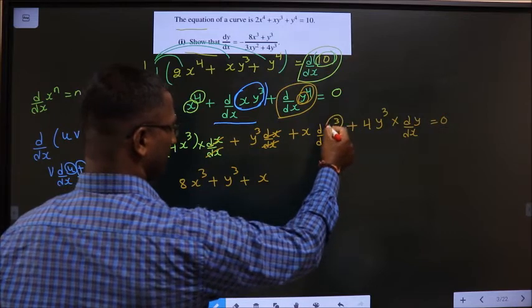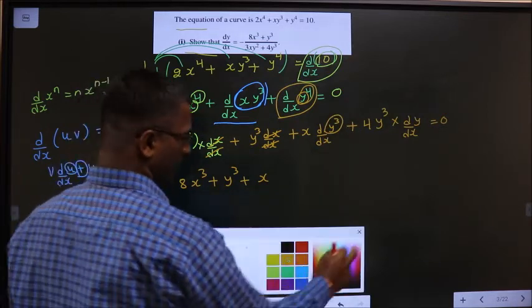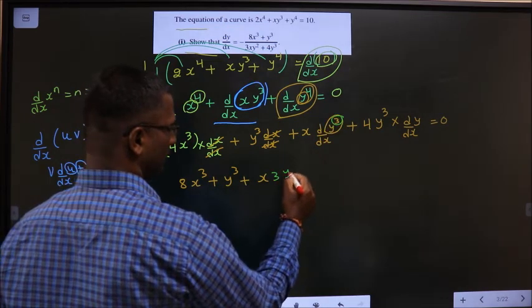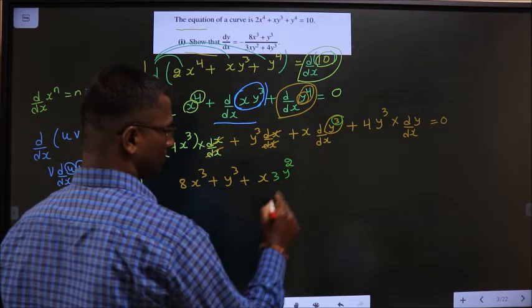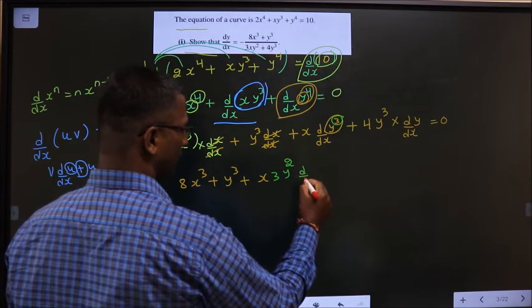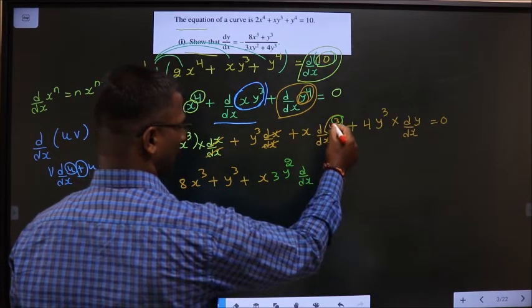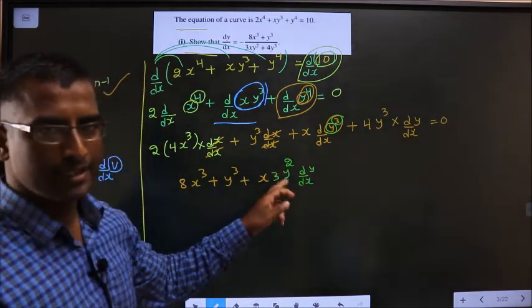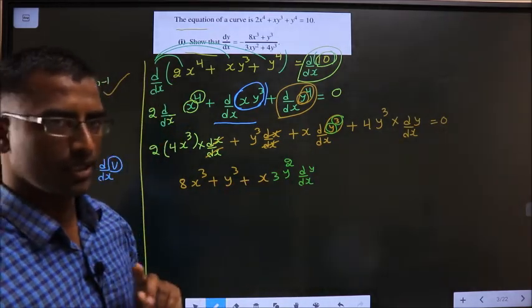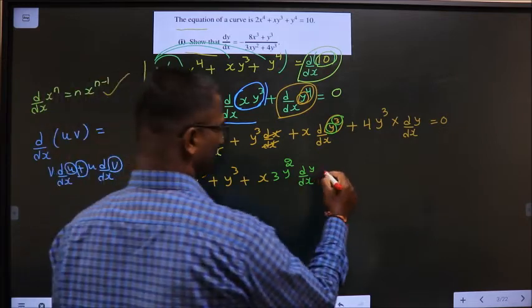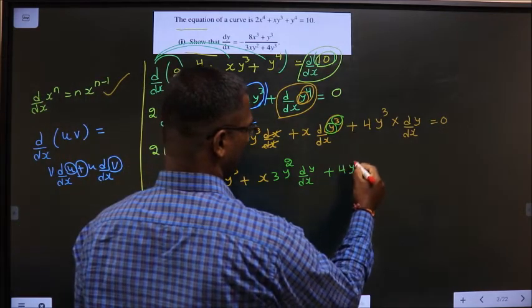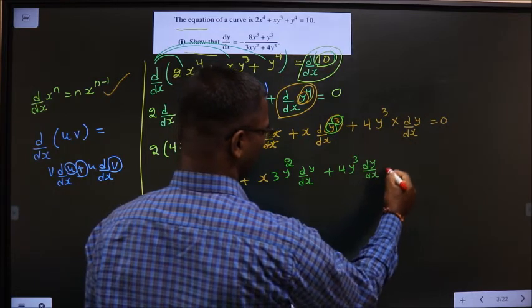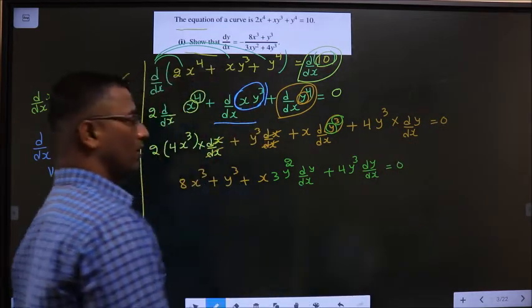Now differentiation of y cube. Again in place of n it is 3. So you get 3 into y power 3 minus 1 is 2 into d by dx of the letter present, which is y. Don't forget this. Many forget. Okay. Now here 4y cube, you cannot do anything to this, so that will remain. Okay.